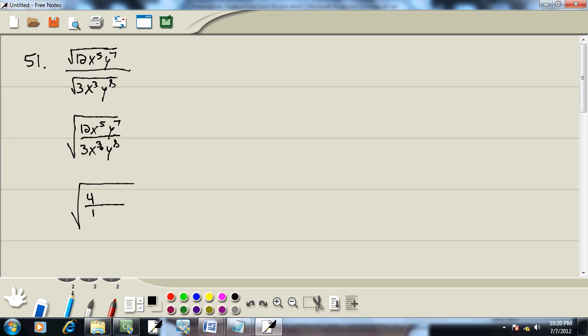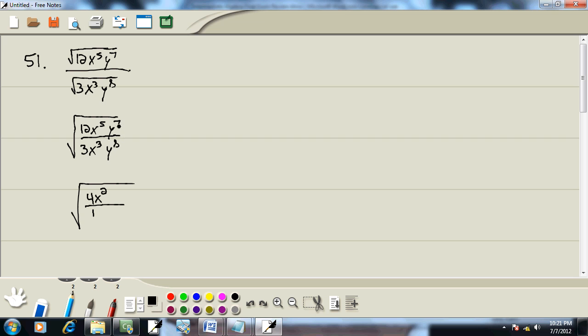Now remember, if you have x to a power over x to a power, then you subtract the smaller exponent from the larger one. 5 minus 3 gives me 2, and you have x to that power where the larger exponent was. So we put x squared up on top. Let me say that again. If you have x to a power over x to a power, you subtract the smaller exponent from the larger one. 5 minus 3 is 2, and we have x to the second power where the larger exponent was, which was on top.